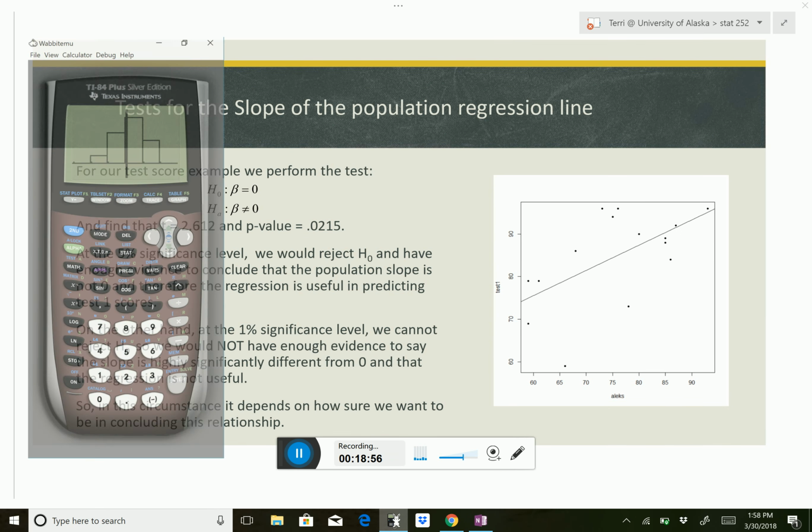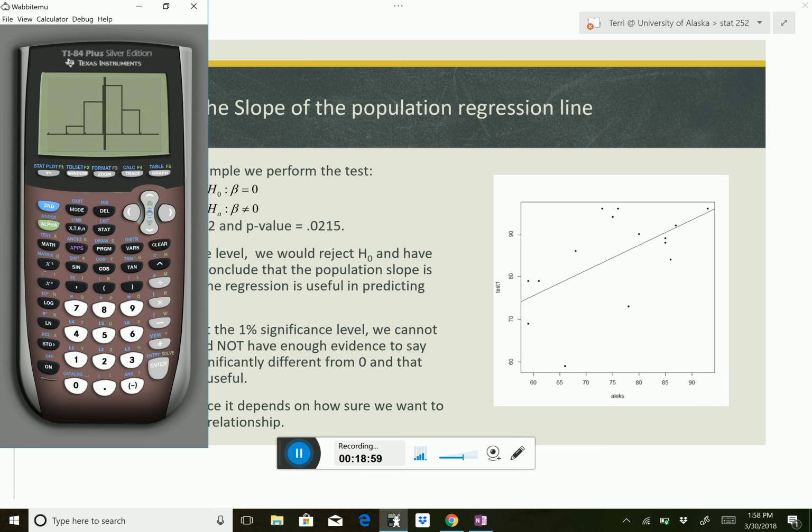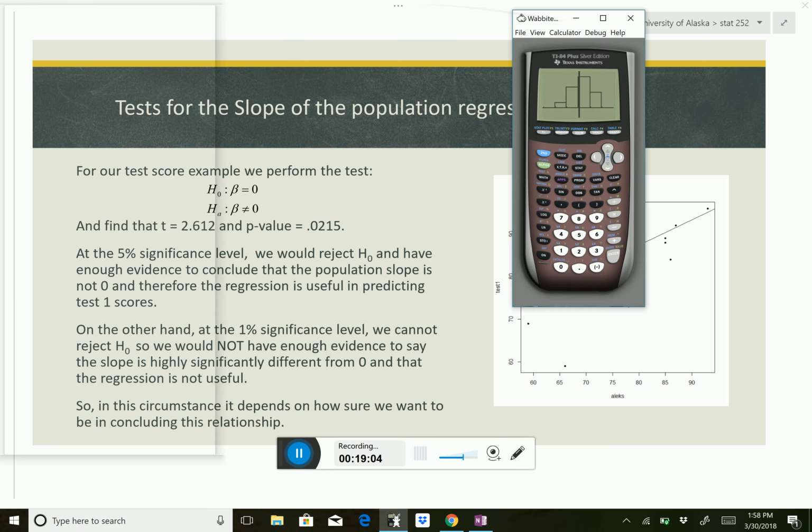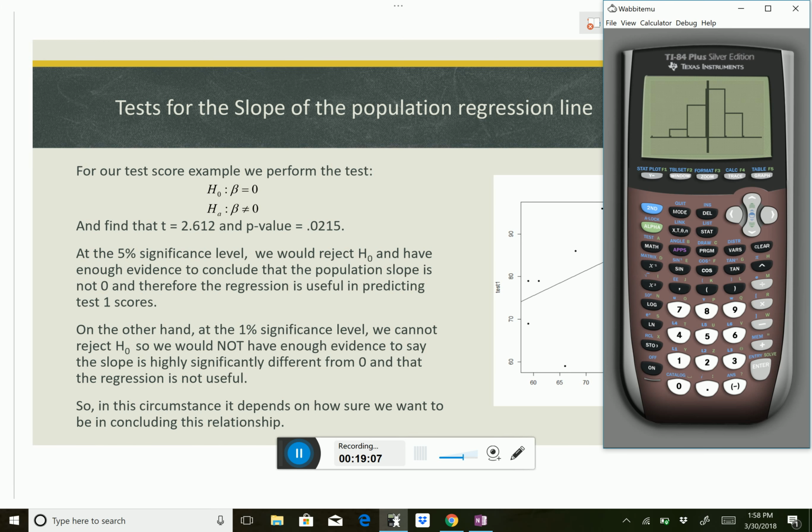So let's look at this test that we just did. Go back to stat, test, linreg t-test, and calculate. Now you'll notice that the first thing it shows is y equals a plus bx. We've seen this. Then beta not equal to 0 and rho not equal to 0. Don't worry about rho. We're not going to do that in this class. Beta not equal to 0. It's just the equivalent tests.